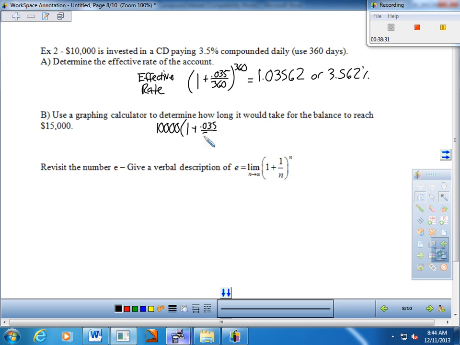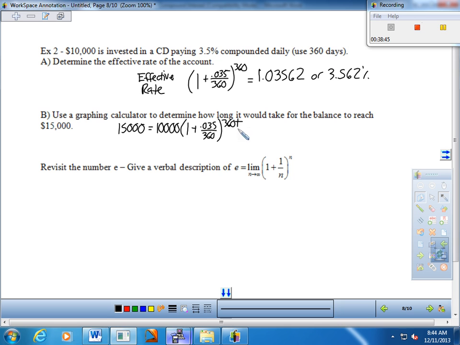1.035 over 360, raised to the 360 times however many number of years. And we want to see how many years it would take to get to 15,000. So I believe that's what we're looking at here, where I give you the output and you're trying to find the input, of course. So a little different than example 1. Now, we will find a way to solve this algebraically.